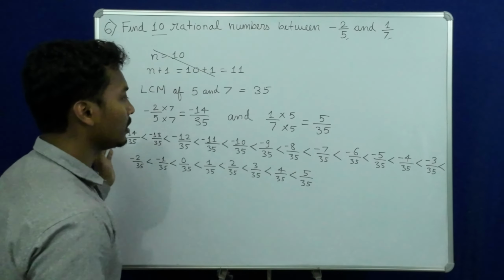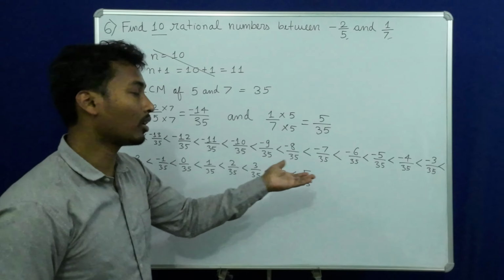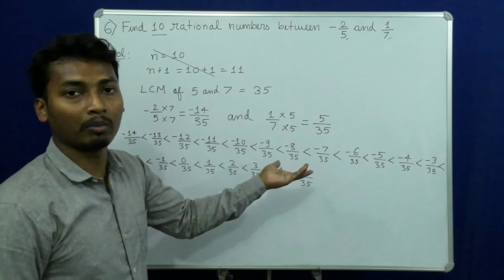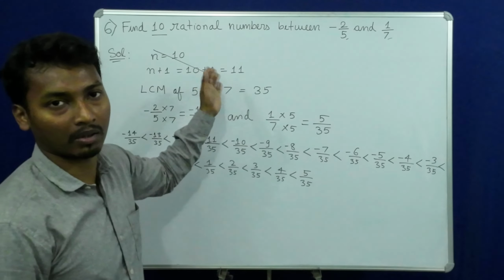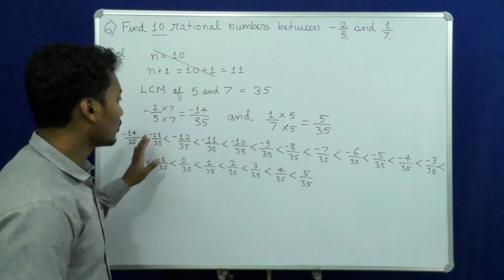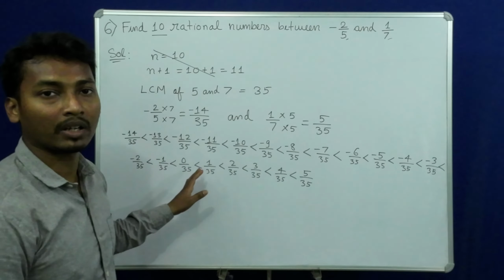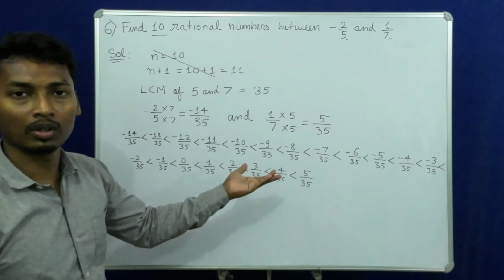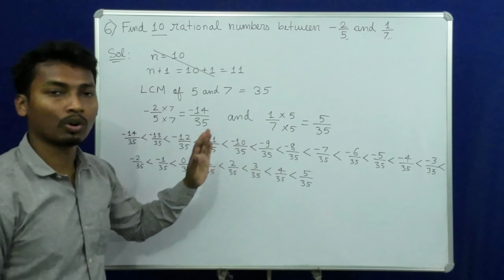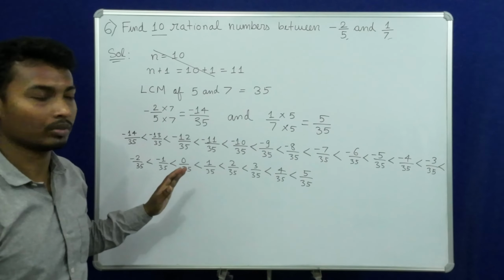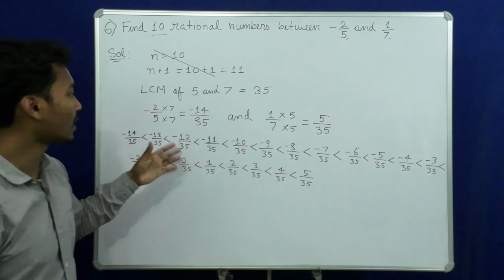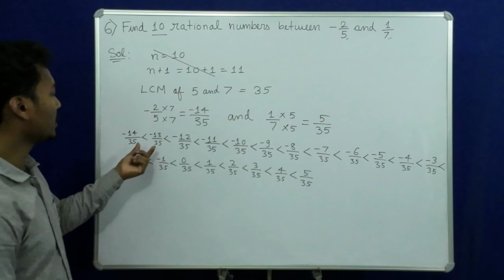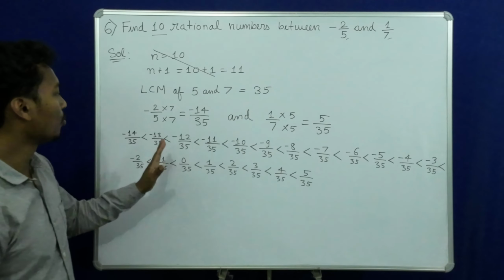So here you see, logically we have already got so many rational numbers in between them that we don't need to multiply n plus 1. So from these rational numbers itself we will represent the 10 rational numbers. So it's up to you which rational numbers you want to select from these. Okay, so randomly you can select any rational numbers. It's better to leave one rational number in between.